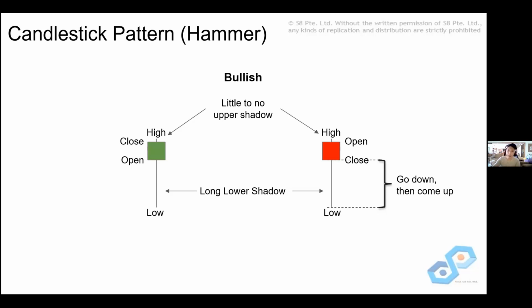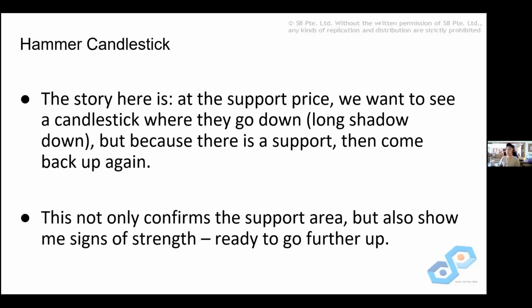Now, the story when it comes to this bullish hammer is very simple. During the day, as seen from the long lower shadow, the price or the low has gone down very low. However, the effort to push the price down by the bears, by the sellers of the market, has failed. Within the same candle, within the same day, the price went back up again, forming a small body at the top.